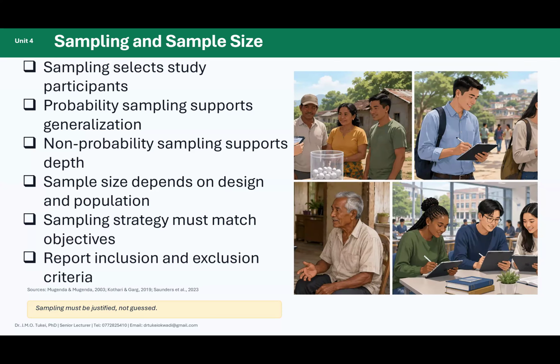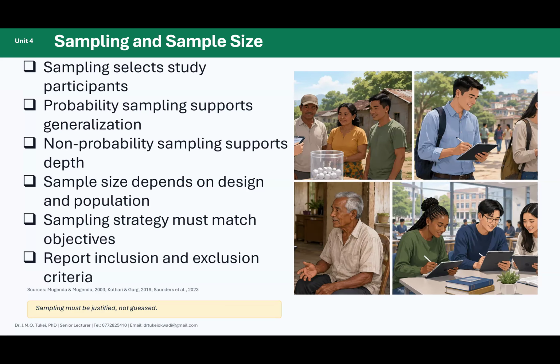So colleagues, we're saying that a population is the full group to which the study relates, while the sample is a subset from which data are actually collected. Sampling should be justified because it affects representativeness. This is key and very important. It also affects credibility and the extent to which findings can be transferred or generalized.